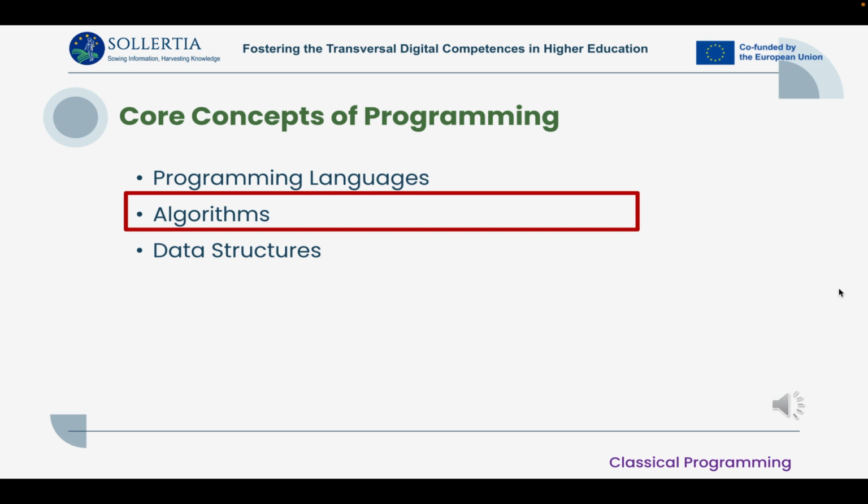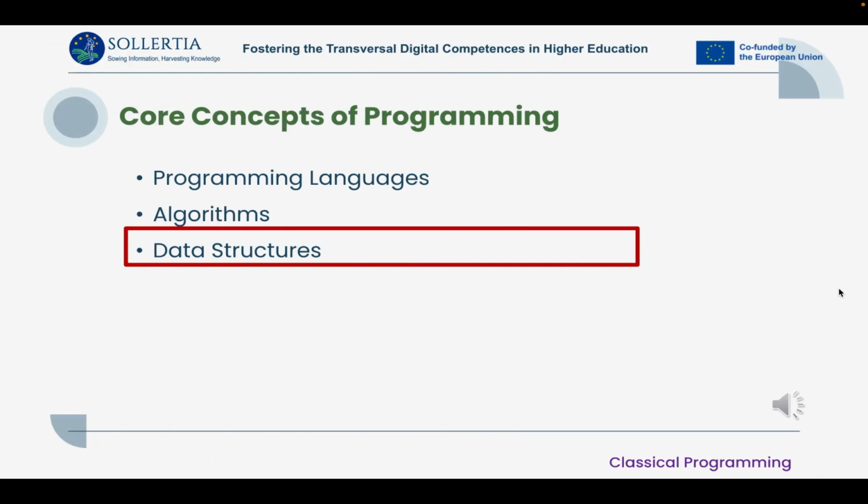Algorithms. Those are step-by-step procedures to solve problems. They are neutral to any programming language. Examples include sorting algorithms, searching algorithms, or data structures. Data structures are ways to organize and store data. Examples include arrays, linked lists, stacks, queues, trees, and graphs.